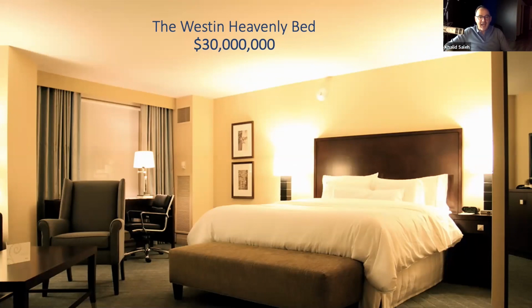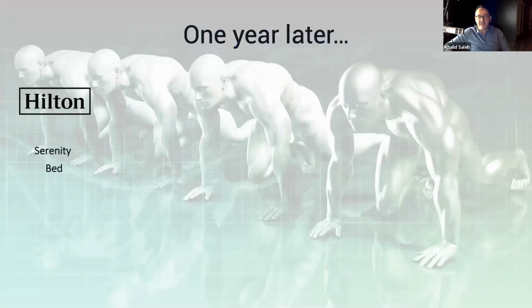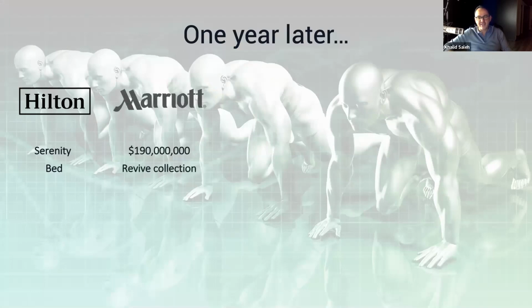Now, after they released it, guess what happens? Hilton and the marketers at Hilton said, you know what, we're not going to be outdone by the Westin. So they released the Serenity Bed. Marriott, not to be outdone, and because it's much larger, goes ahead and spends $190 million on the Revive collection.